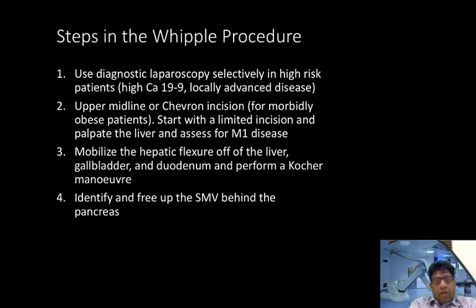Typically, this operation can be done through an upper midline incision, a midline laparotomy, but the chevron or rooftop incision gives you excellent access to the pancreas. It is a much more morbid procedure because the postoperative pain is quite severe and it limits patient breathing, and this can very easily result in a basal pneumonia and problems with weaning the patient. The hepatic flexure of the colon can be mobilized, and a Kocher maneuver of the duodenum should be done.